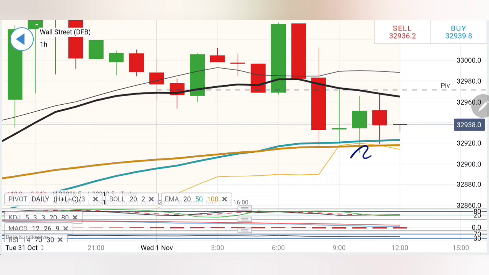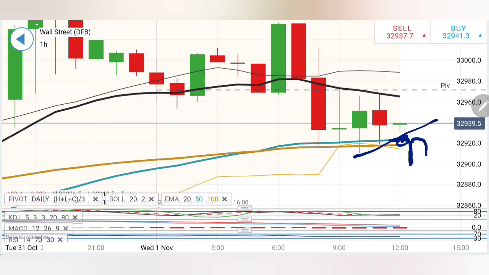Now also look at the hourly chart. See, once it breaks out now below 32,920 levels here, more bearishness is going to prevail.